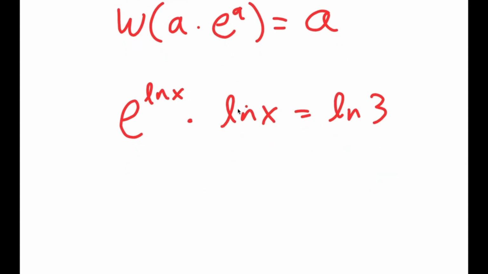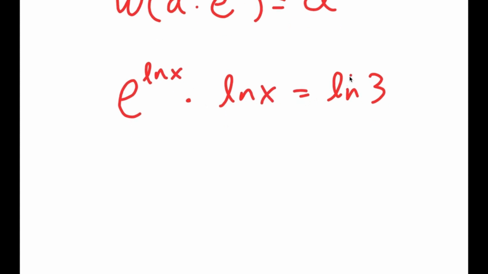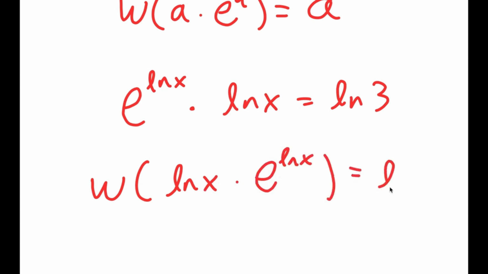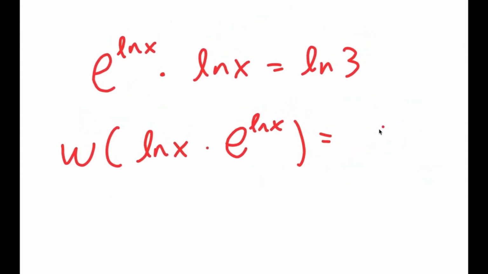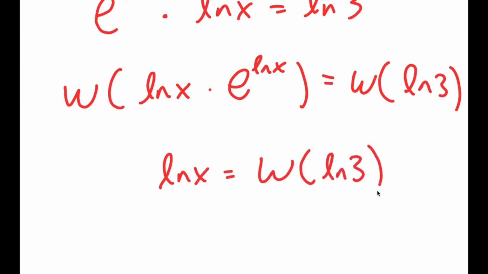So now notice how this is in the form a times e to the power of a, a in this case being ln x, so it's ln x times e to the power of ln x is equal to ln 3. So now if I take the W-Lambert function on both sides, I get W of ln x times e to the power of ln x, and this is just equal to a. Sorry, I have to take the W on both sides, so I get W of ln 3, and now I'm left with ln of x is equal to W of ln 3.